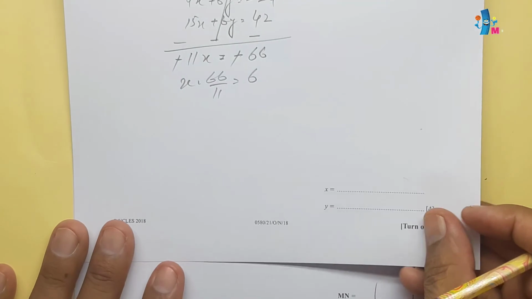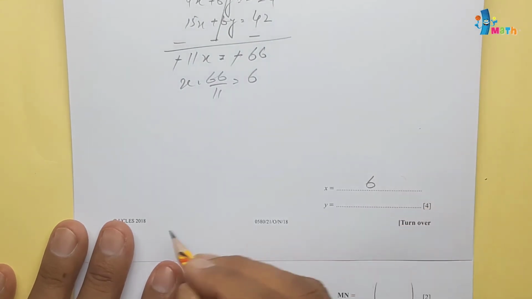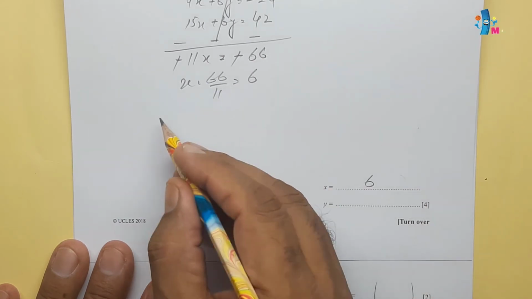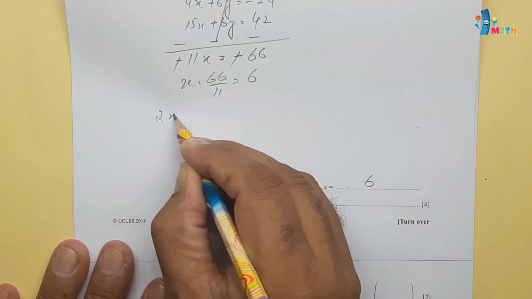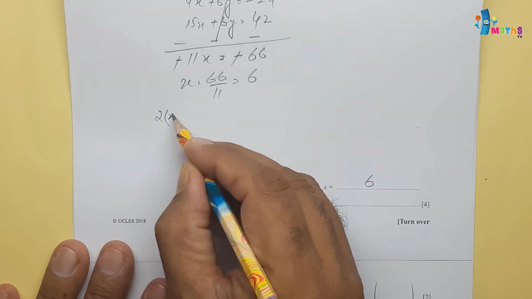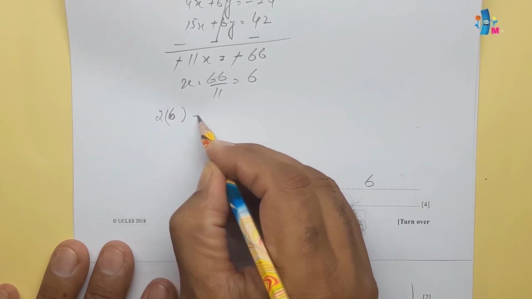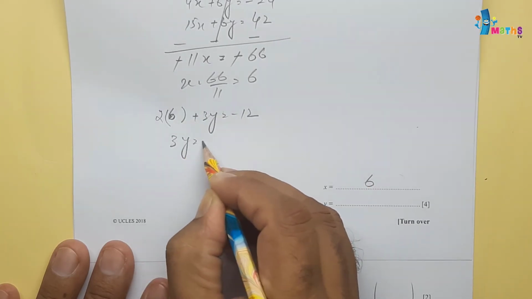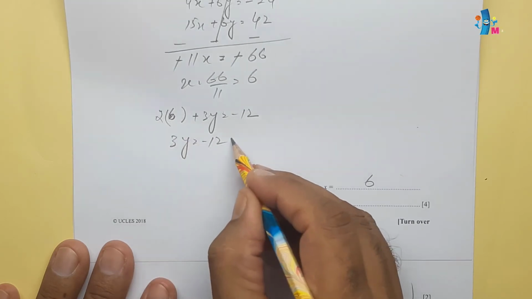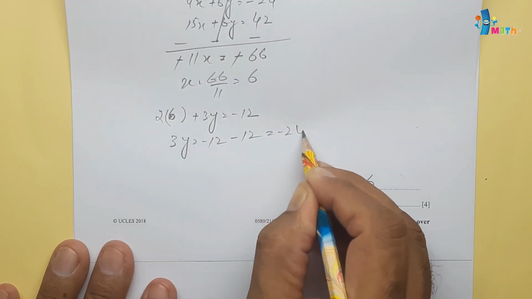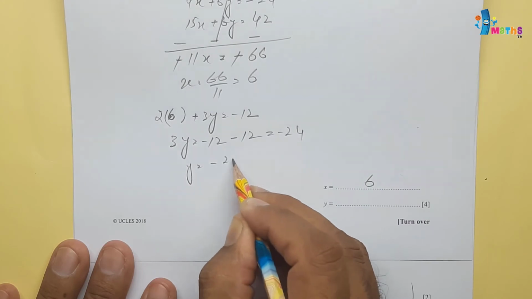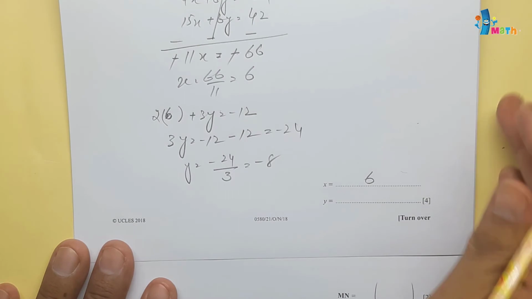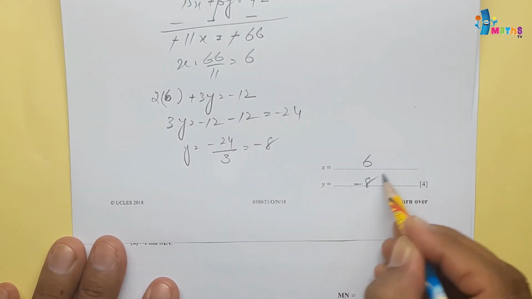So we can write the answer for x as 6, and this value of x we can replace in any of the original equations. So I'm replacing in the first equation, which is 2 into x, which is 6, plus 3y is equal to minus 12. So 3y will be equal to minus 12, and this will also be 12 minus 12. This is equal to minus 24. So y will be equal to minus 24 divided by 3, which will be equal to minus 8. So our answer for y will be minus 8.